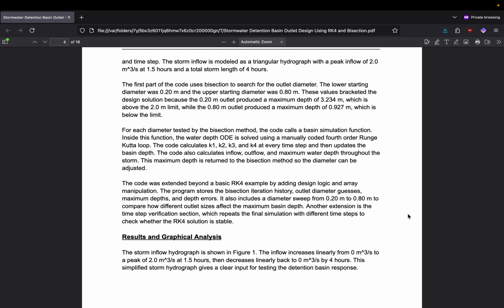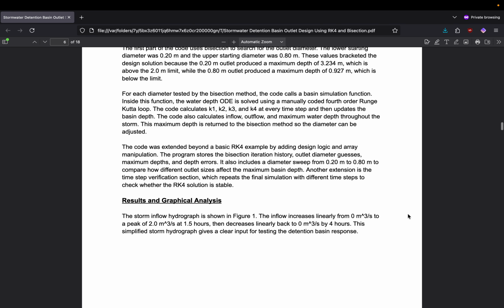The code is extended beyond a basic RK4 example in a few ways. It included bisection, design logic, and array storage for iteration history, diameter guesses, maximum depths, and errors. Also included was a diameter sweep from 0.2 meters to 0.8 meters to compare how outlet size affects maximum water depth. Finally, a time step verification was added using 120-second, 60-second, and 30-second time steps.